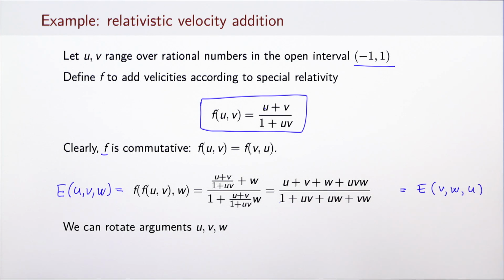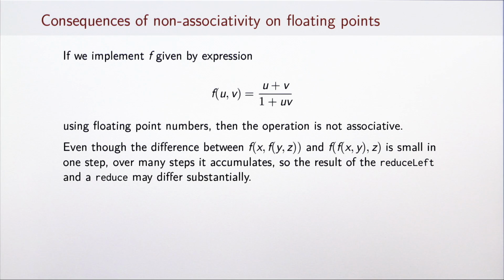Because of the rotation and commutativity, we obtain that F is associative. This was arguably slightly easier than directly checking the associativity law. Now it is tempting to implement such an operation using floating point numbers, and we can do that, but we have to keep in mind that floating point operations are not associative, so our calculations on the previous slide will not hold.